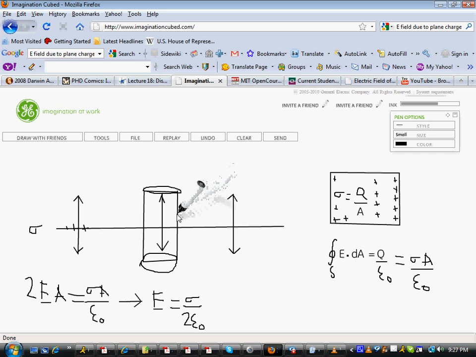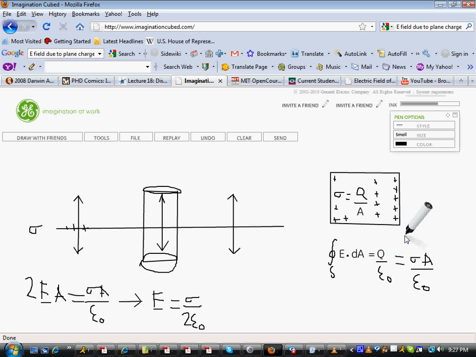So I chose kind of a cylinder. It doesn't really matter what you choose, as long as it's straight, like a rectangular prism or a cylinder. And so we apply Gauss's law. Gauss's law I wrote right here.